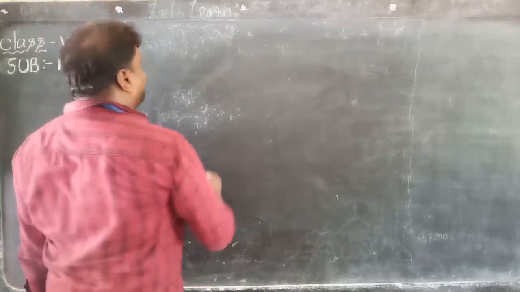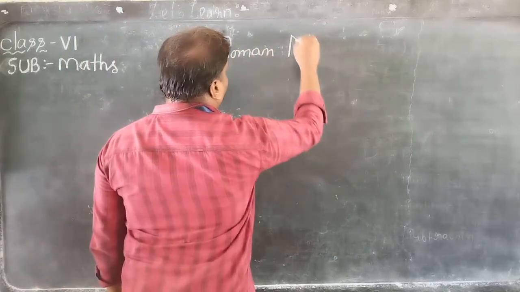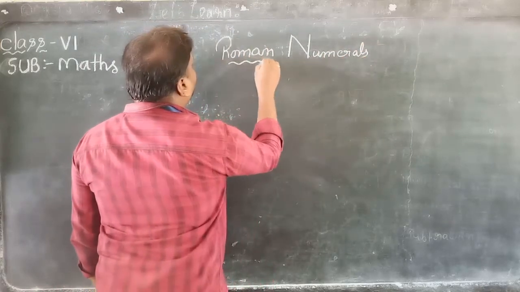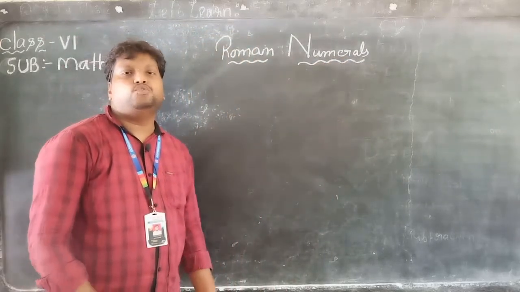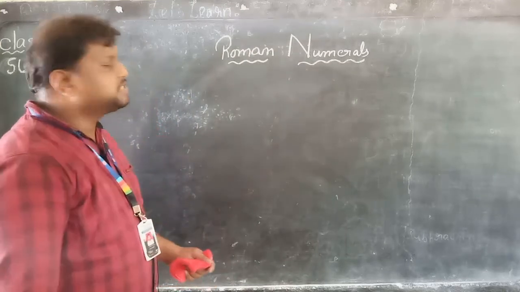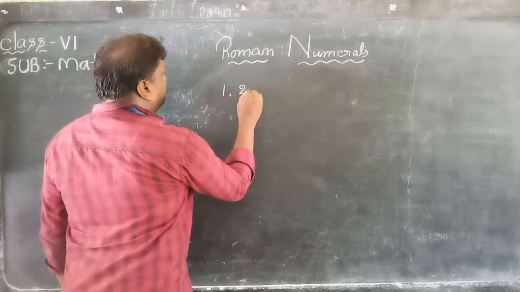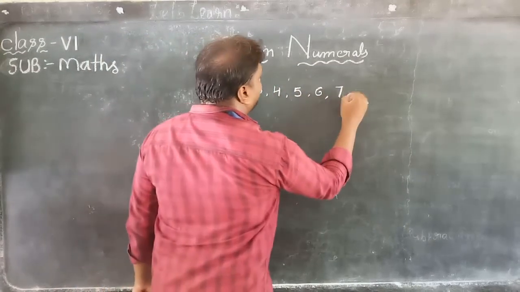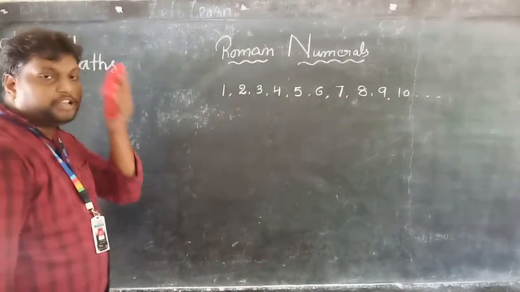Next topic, Roman numerals. Actually, in the Indian system, we are using the Hindu-Arabic numbering system. Then Roman numerals also, we have some numerals. We are using 1, 2, 3, 4, 5, 6, 7, 8, 9, 10. This is the Hindu-Arabic numeric system.